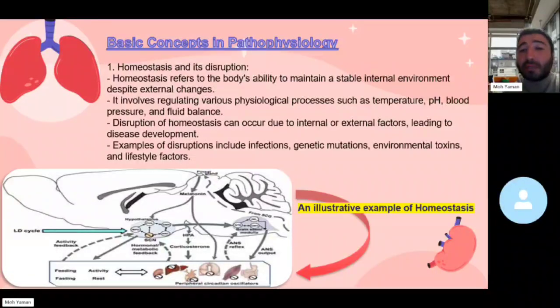Here, an illustrative example of homeostasis, that I just need to show using the laser. According to the anatomy of the brain, there's a cortex, subcortical, as well as pons, medulla oblongata, the high center to control all the viscera or the organs, musculoskeletal, or sometimes systems as well.